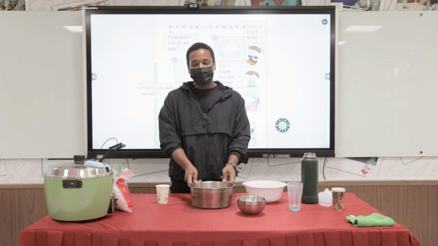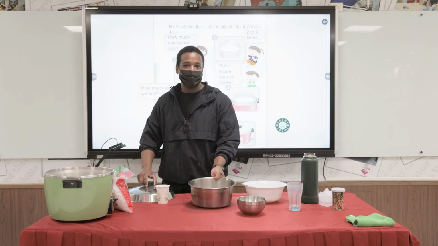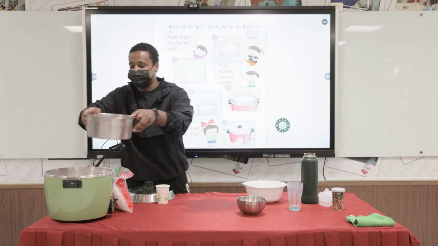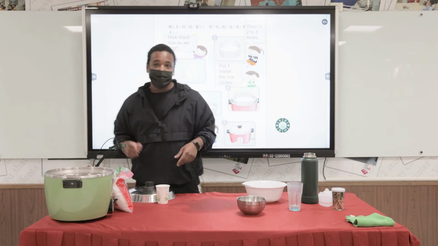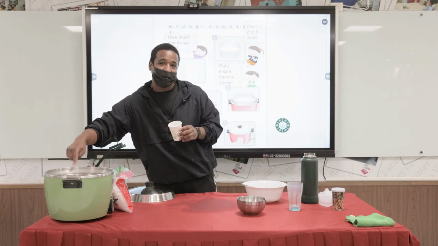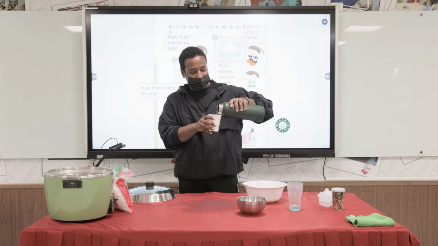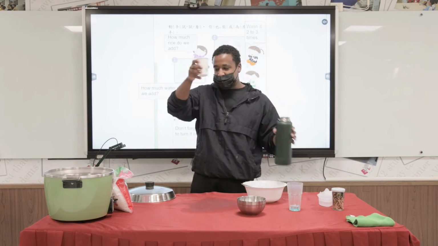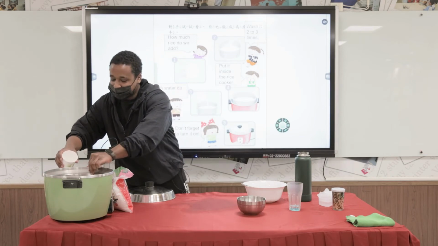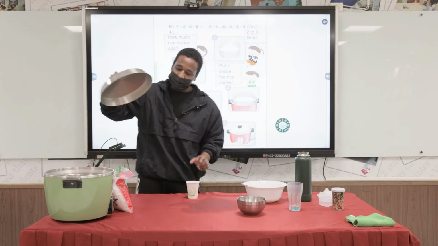Okay, now we're ready to cook the rice. I'm going to open my rice cooker and put my pot inside. For this rice cooker, you need to add a little water to the outside of the rice cooker, to the outer pot. So let's go ahead and do that. So I'm going to add 1 cup to the outer pot. And we're ready to go.